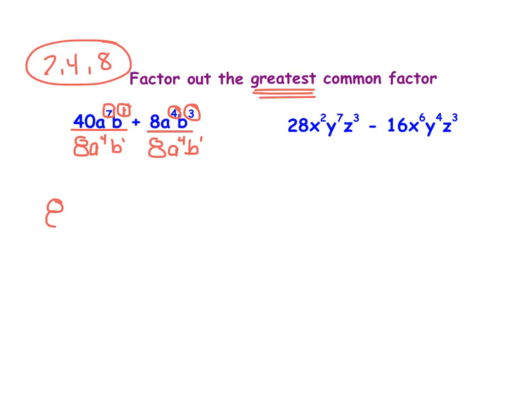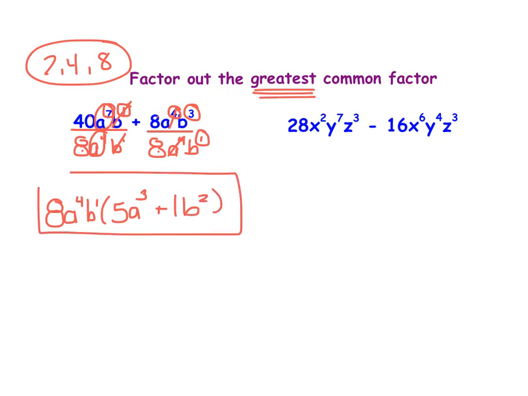So here if I factor out 8, a to the 4th, b to the 1st, I then am left with 40 divided by 8 is 5. Then I have a to the 7th over a to the 4th. 7 minus 4 is a to the 3rd. And then the b to the 1st cancel out. Plus 8 divided by 8 is 1. The a to the 4ths cancel out. And then b to the 3rd over b to the 1st, we take 3 minus 1, which is b squared. So again, if I were to redistribute that 8 a to the 4th b back in, I would end up right back where I started.